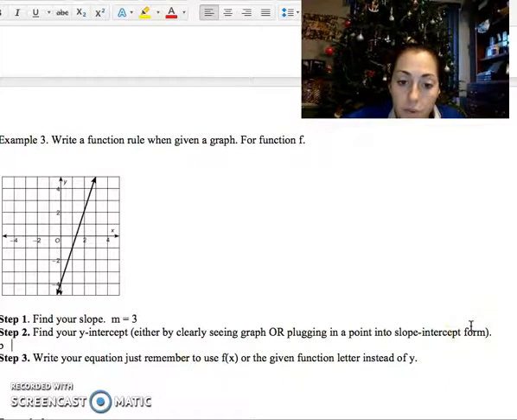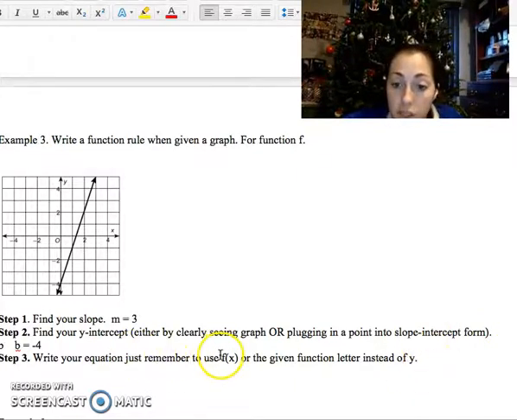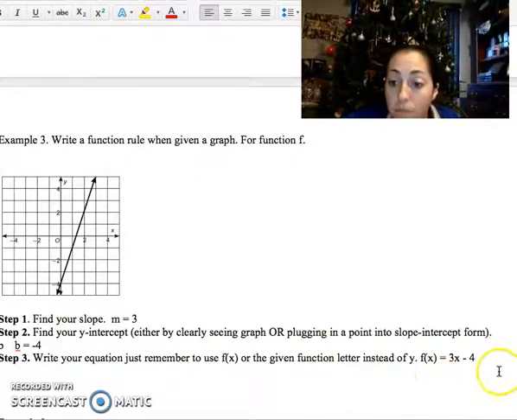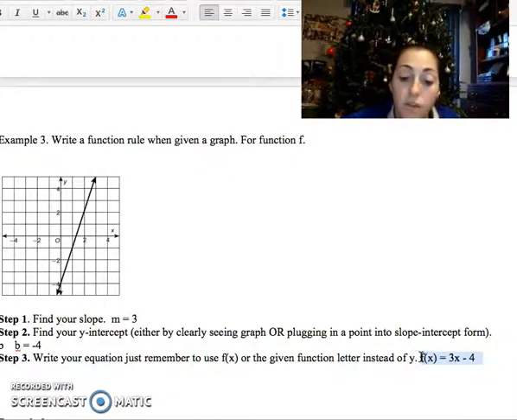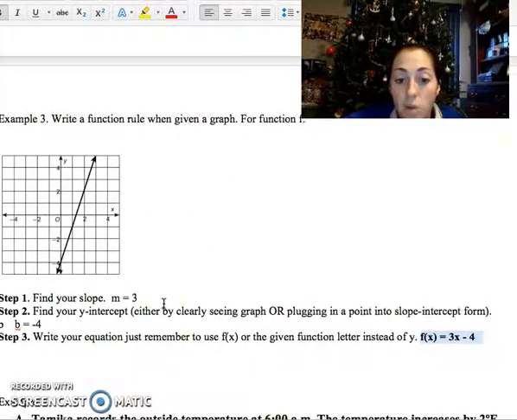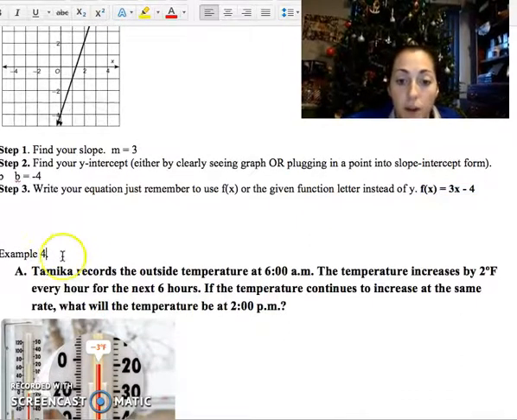B then equals -4. So I'm writing my equation. I'm remembering to use the function notation. So f of x or g of x, whatever it happens to be. So f of x for this one equals 3x minus 4. And that's my answer. Feel free to write it anywhere, right? Okay, almost there. Example 3, didn't we just do that? So this is really example 4, sorry.